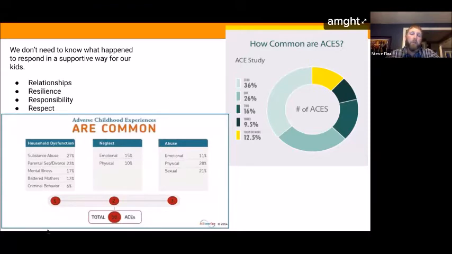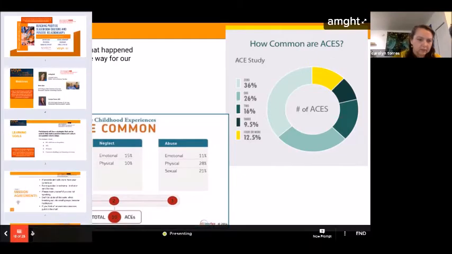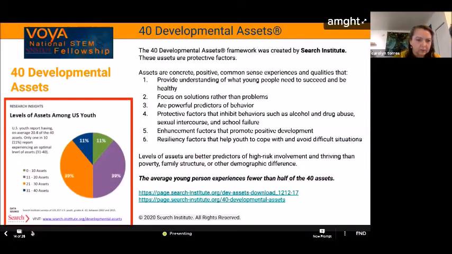So as we transition here from ACEs into 40 assets, it always bothers me focusing on the negative side of things. And as I turn this over to Carolyn, I really want you to look at these 40 assets we're moving into as the positive side. Carolyn? All right. Can you change the slide?